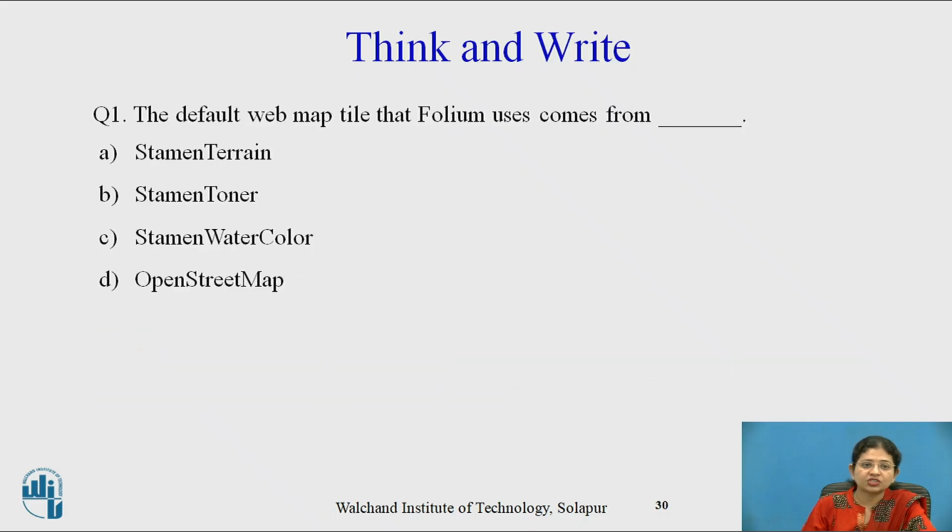Now my other question is, the default web map tile that Folium uses comes from, whether that is Stamen Terrain, Stamen Toner, Stamen Watercolor, or OpenStreetMap. By default the tile is OpenStreetMap. So these are the two questions.